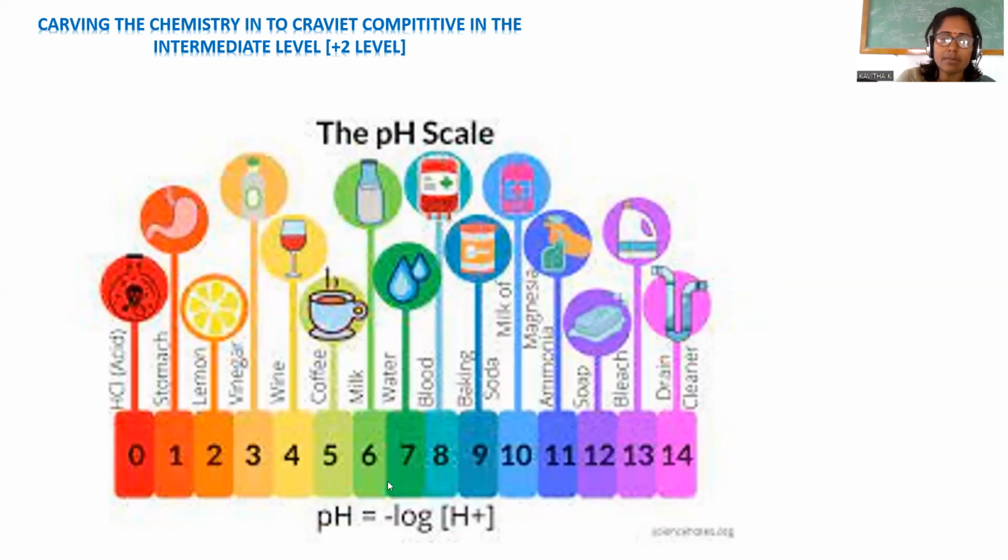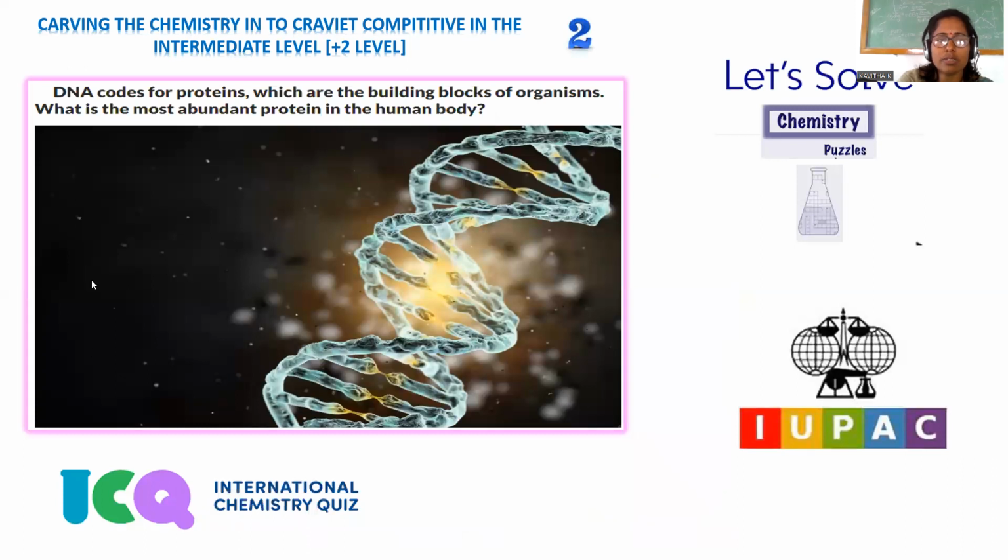In this table, if you observe, milk is around 6.7, so milk is regarded as slightly acidic in nature. And among the remaining, gastric juice, which contains hydrochloric acid, is around 1, so our stomach pH is strongly acidic. If you go with the drain cleaner, the pH will be 14, so that will be strongly basic in nature. pH is regarded as the negative logarithm of H plus ion concentration. So this is the way you can describe the pH scale. Let's go with question number 2.